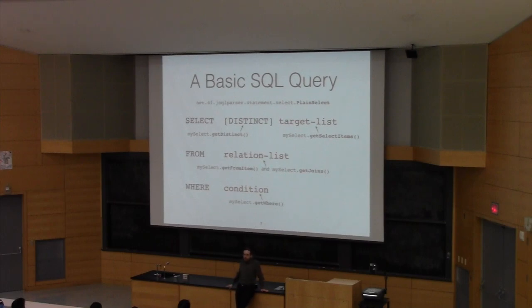So, like I said, the select statement corresponds to a class called plain select. All these slides are going to be, by the way, available off of the syllabus as well as Piazza. That class has a couple of different methods to give you access to each of these different attributes of the query: get distinct, get select items, get from item, and get joins. That's a little bit weird. I'll get into how that works in a couple of slides. And get where gives you the condition.